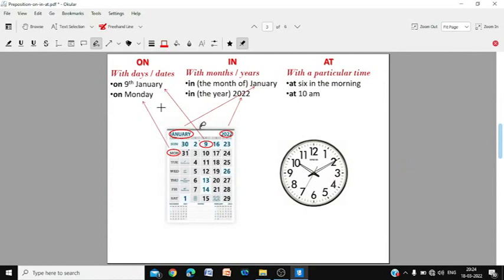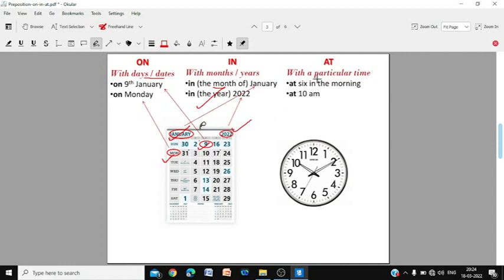Second, on we use with days and dates. On 9th January, on 9th, it's a date. On Monday, it's a day. In is used with months and years. In January or in the month of January. In the year 2022, with month or year we use in.